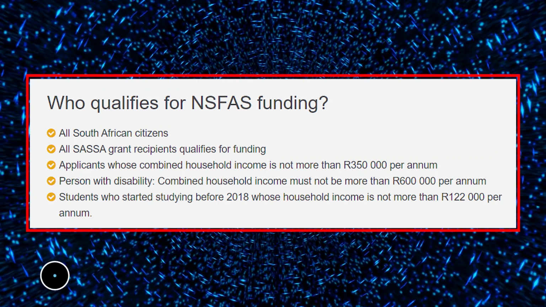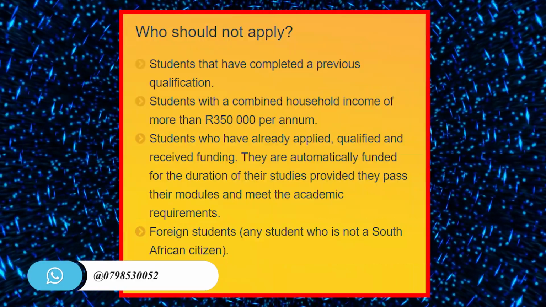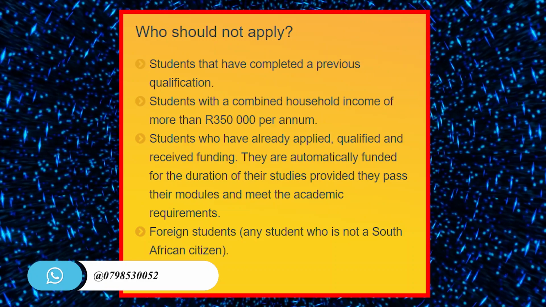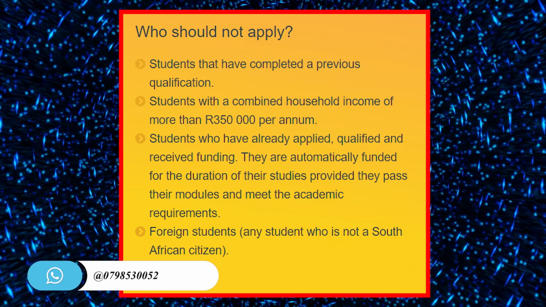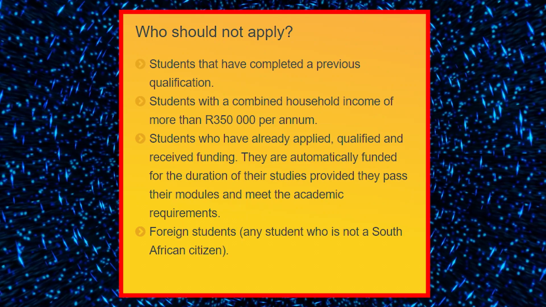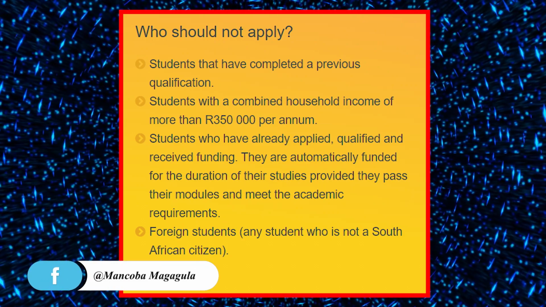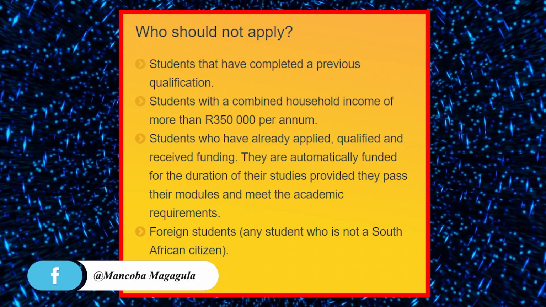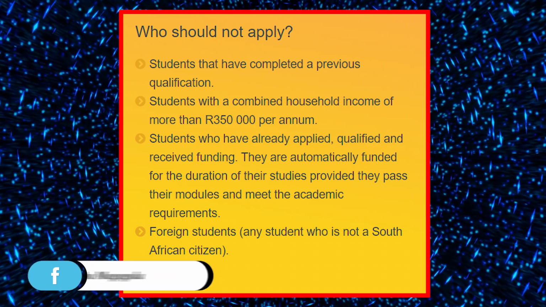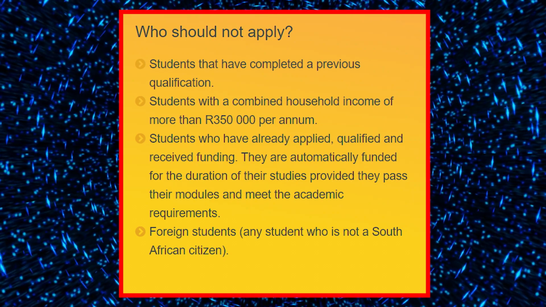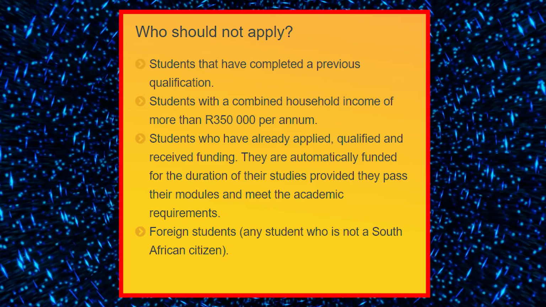Those people are allowed to apply. People who are not allowed to apply are people who are not South African, and students who have completed a previous qualification. So if you know that you have completed a previous qualification at a university, you are not allowed to apply. It might happen that you have completed a qualification at a college.